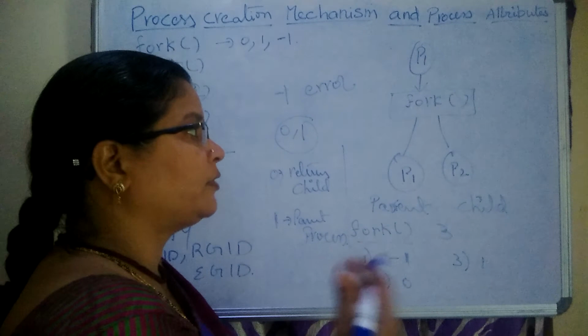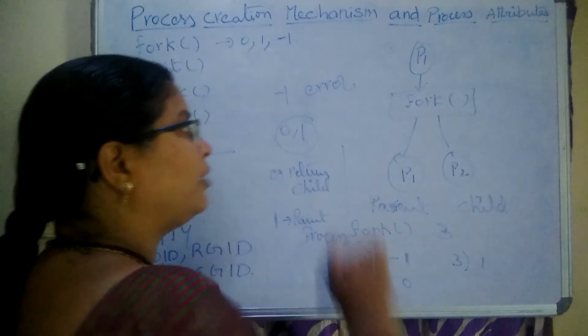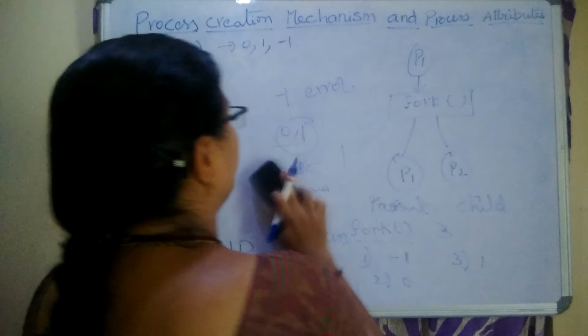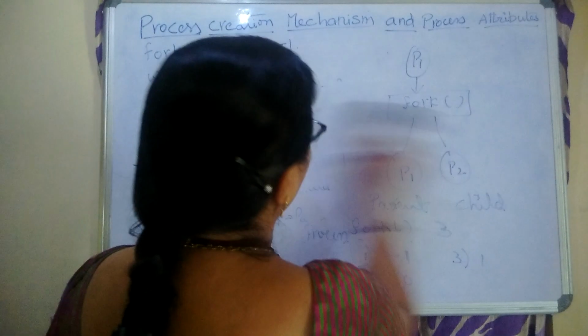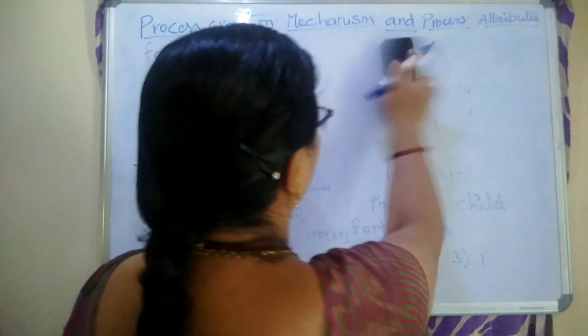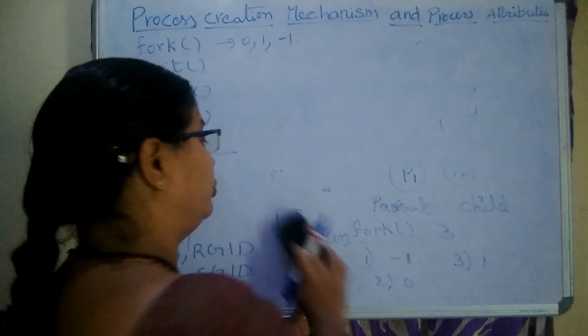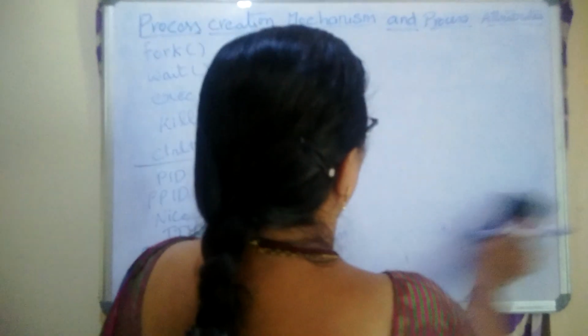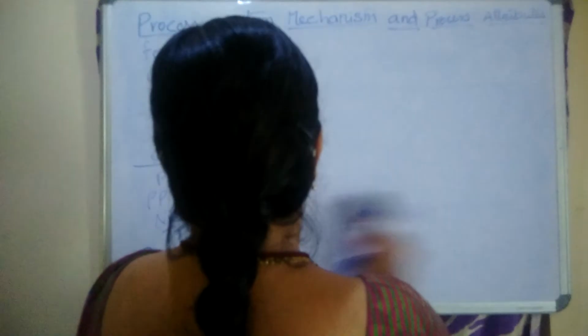Okay, so after successful execution it returns only two values, and on unsuccessful execution it returns one value, a negative value, that is -1, or any negative value, not only -1. Any kind of negative value the fork system call will return. Next we see the rest of the two system calls, wait and exec.